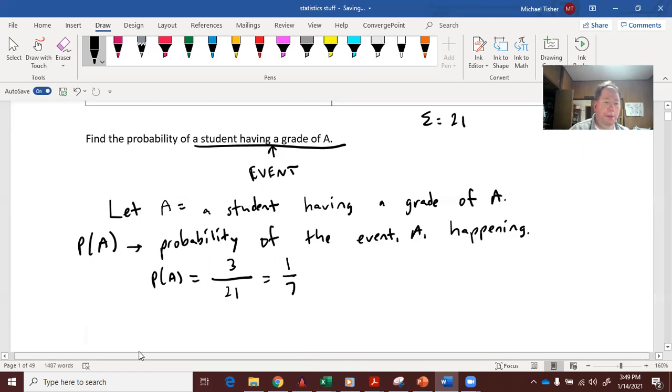So let's do another example. Let's find the probability of a student, or technically we're going to pick a student, find the probability of picking a student who has a grade of C.